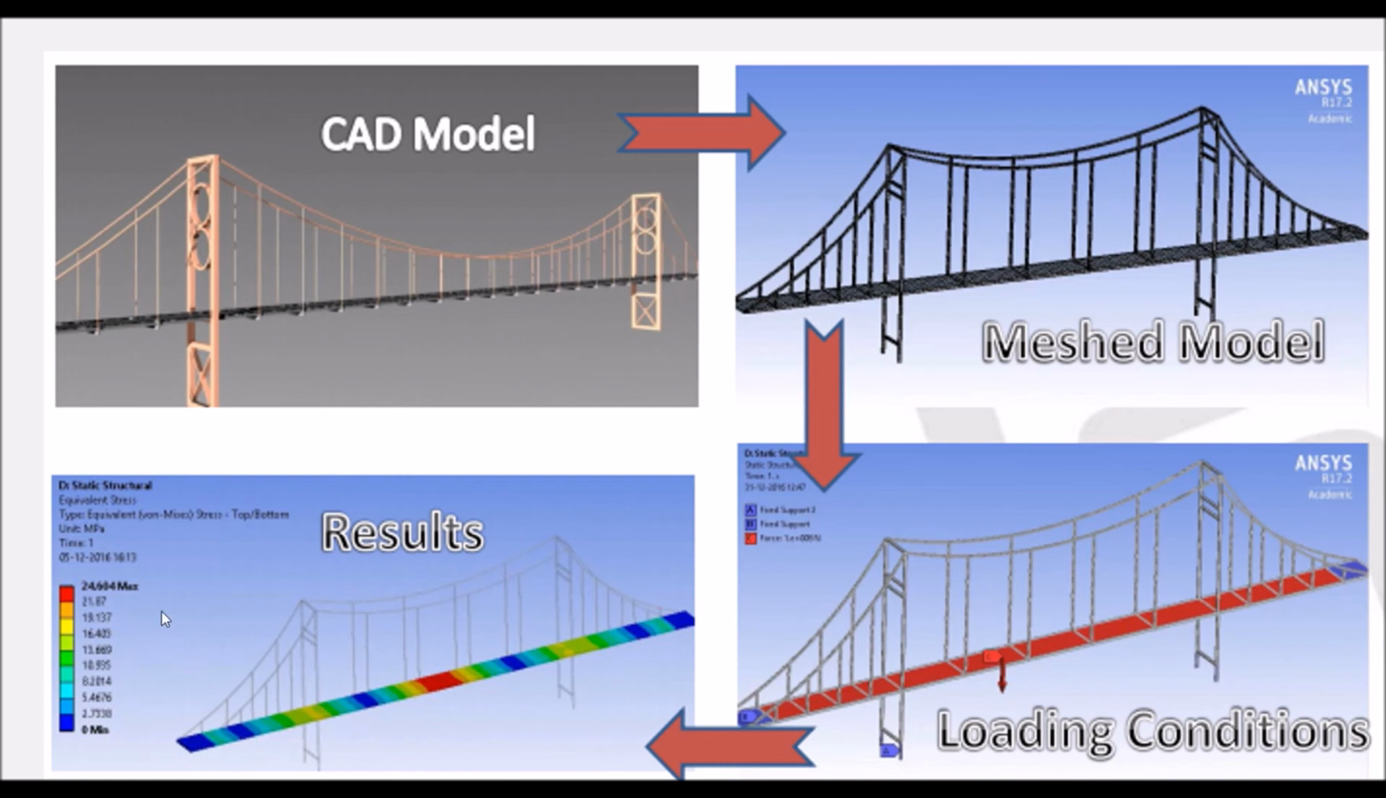Here you are going to extract the results. These colors indicate the equivalent von Mises stress on the bridge. So these are the results obtained by applying the loads. This is how the process will be in FEA software, that is analysis software. So this is the step-by-step process.